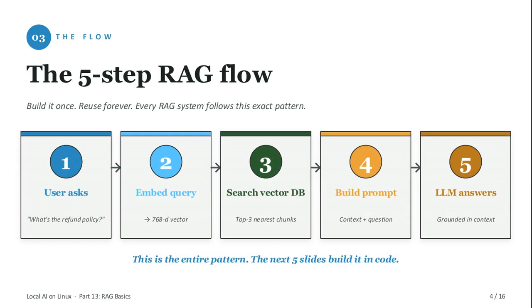So how do we actually get there? Every RAG system, no matter how fancy it looks, follows the same 5 steps. The user asks a question, we embed that question into a vector, typically something like 768 dimensions. Then we search a vector database for the closest matching chunks, usually the top 3. We stuff those chunks into a prompt alongside the original question, and the LLM answers, grounded in what we gave it. That's the whole pattern. The next 5 slides build it, 1 step at a time, in code.